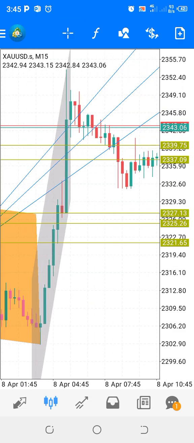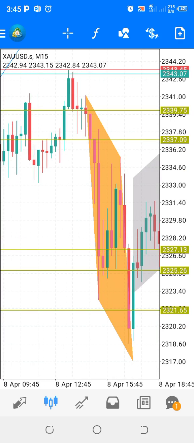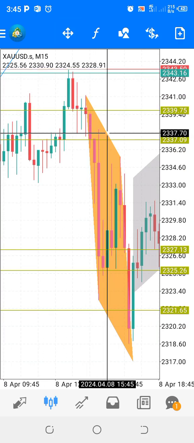So let's look again at when we saw this structure play out again. So here again, we mark the next structure that played out.